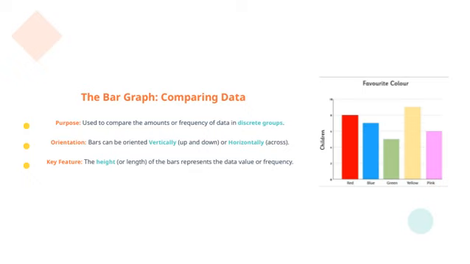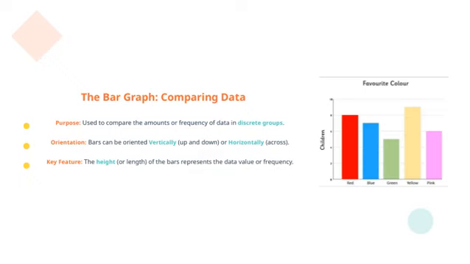The height or length of each bar actually represents the data value or how frequently that particular category appears. This visual cue makes it easy to compare different groups at a glance. Now, these bars can be oriented in two main ways: vertically, meaning up and down, or horizontally, across. Both orientations serve the same purpose, but can be chosen based on what fits best for the data or the space you're working with.